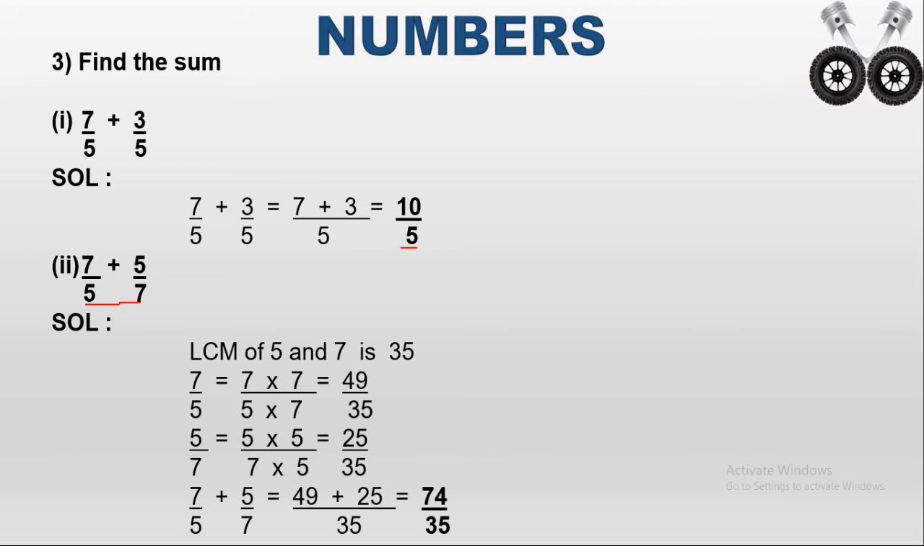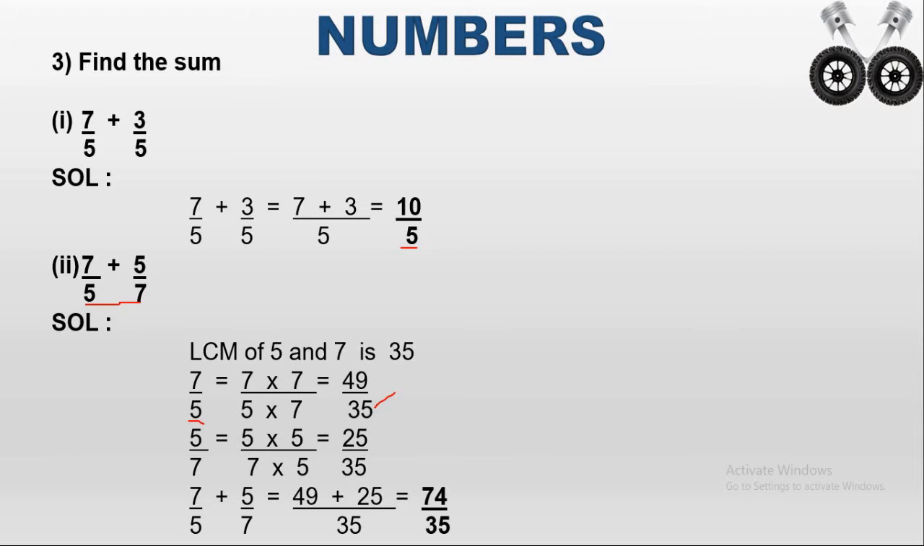So what is the first rational number? The first rational number is 7 by 5. We have to change the denominator 5 into 35. So I am going to multiply numerator and denominator by 7. So 7 into 7 equal to 49 and 5 into 7 is 35. So 7 by 5 is equivalent to 49 by 35.